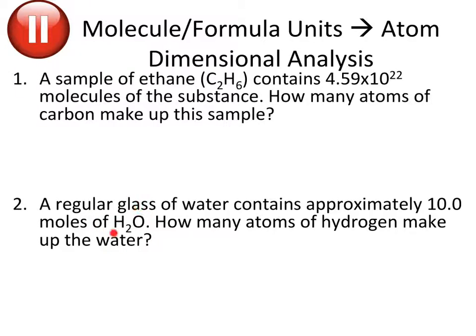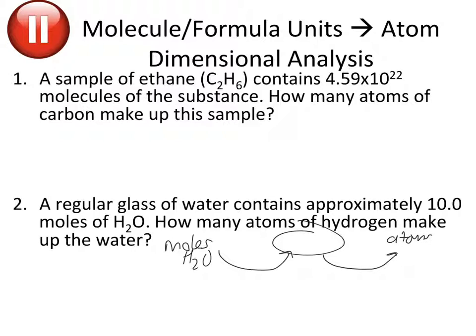So we're given moles of water and being asked for atoms of hydrogen. These are not the same particle types. This is a molecule, H2O. This is an atom, just H. There's no direct way of going from molecules to atoms. What we're going to have to do from moles of H2O is go into something first, and then from finding that, we can go into atoms of hydrogen.